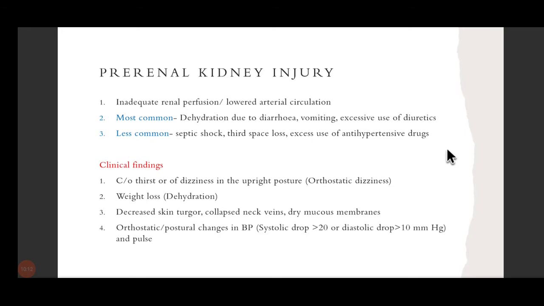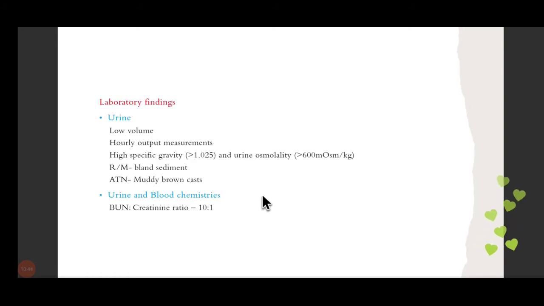You may also observe an orthostatic postural change in the BP, which is defined as a difference of more than 20 millimeters of mercury. Systolic BP drops by more than 20 millimeters of mercury, and the diastolic by more than 10, between the standing and lying down position. So this is also a characteristic sign of a patient in hypovolemia or a pre-renal kidney injury.